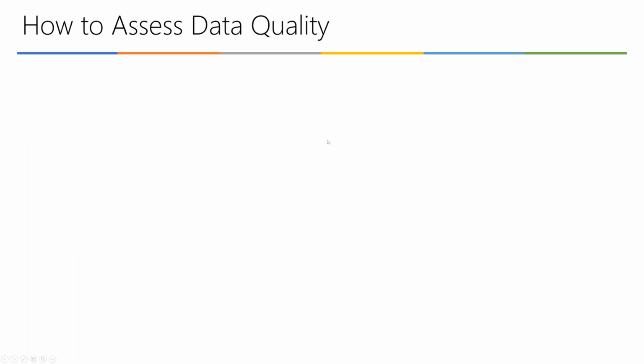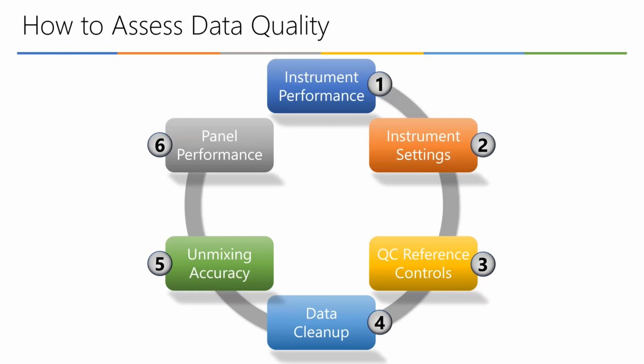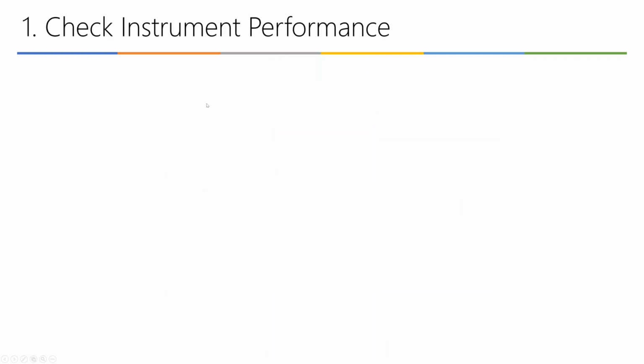After your panel has been validated, you want to make sure every time you use the panel, the data obtained is trustable. So these are 6 steps to assess data quality. First, you want to check your instrument, the settings used for acquisition, check your controls, how well those controls are going to go in terms of the unmixing. Make sure you remove any events that are not meaningful and that you evaluate the staining quality in your panel. So we'll review one by one.